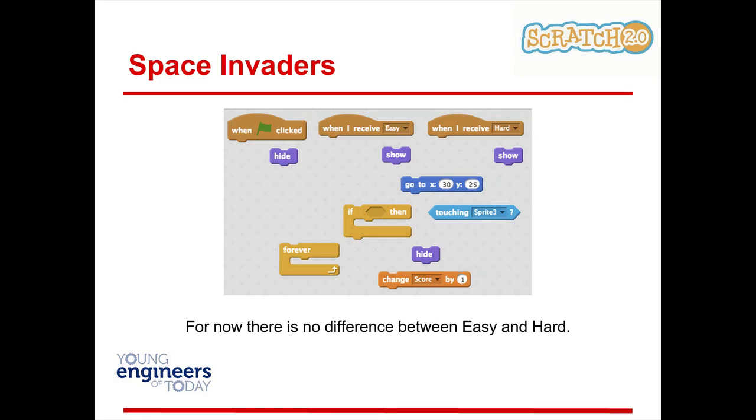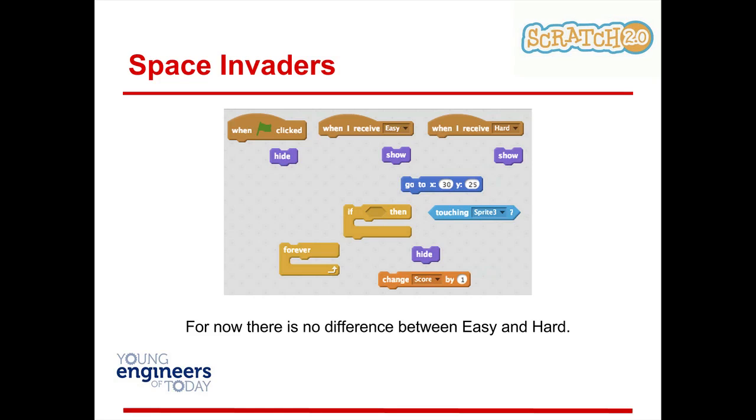So when clicked, I want it to disappear. So you can see a little bit of code for that. When easy and when hard, really the same code at this point. We're not going to change it. All right? Think about what we want to do so the alien shows up on the screen at a very specific place.